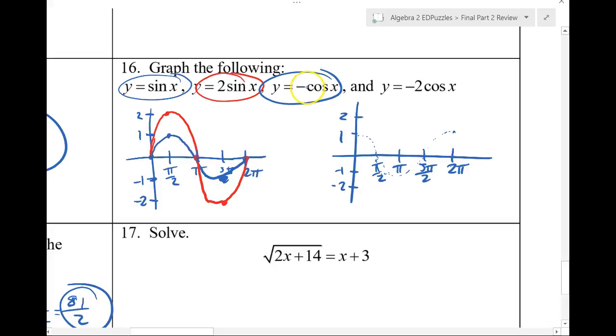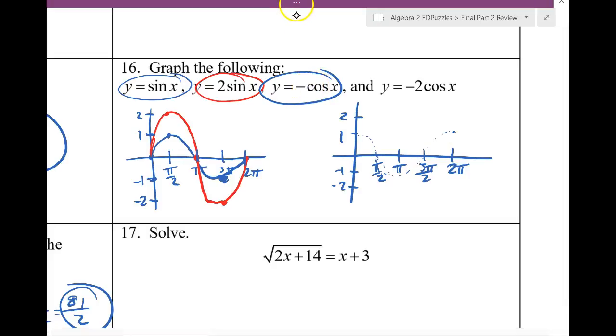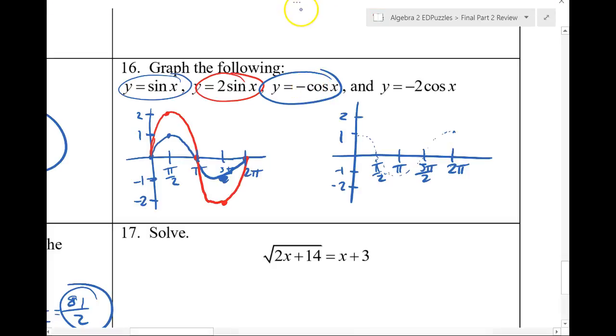But here it's negative. Remember, a negative in front of your function flips it. So it's not going to start at 1, but it's going to flip down and start here. So now you'll start here at -1, go through the same point, but then go up to 1, and then come back down to 0, and then go back down to -1 like where it started. So then my final graph looks like that.